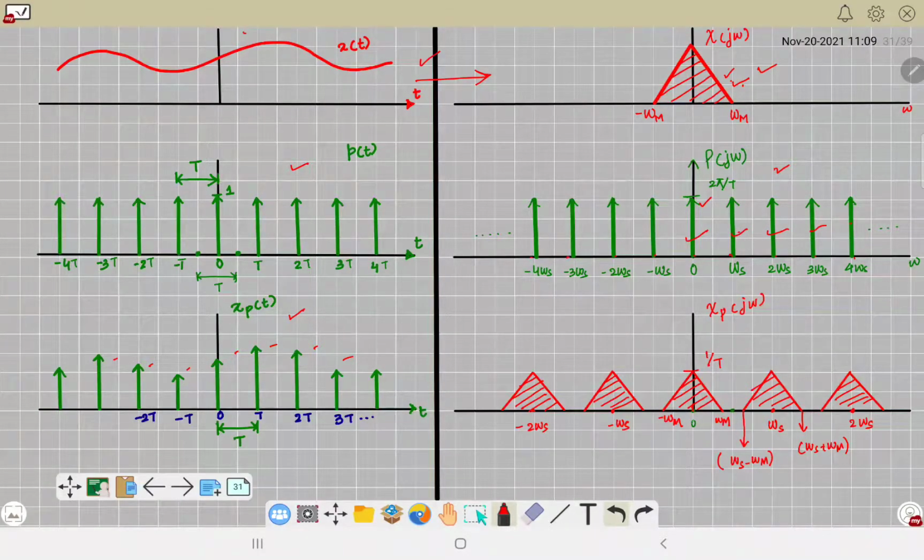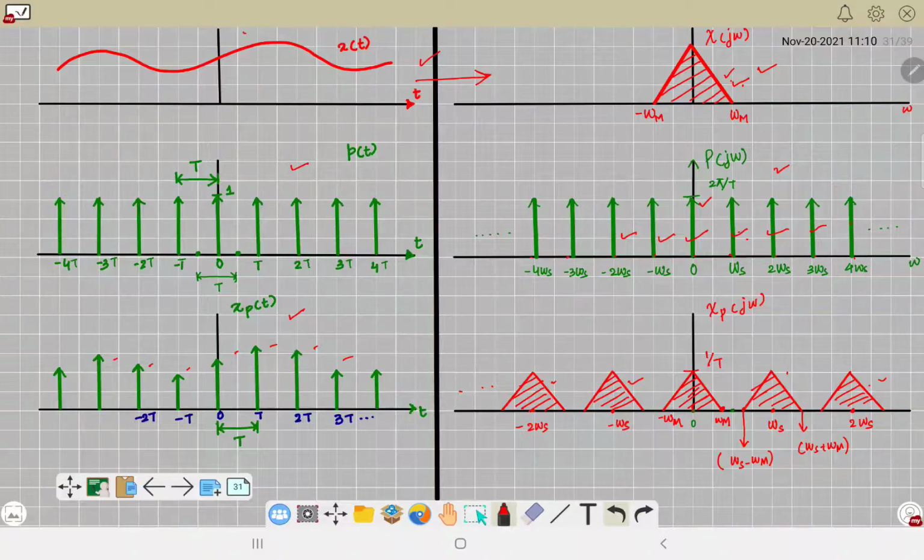Like here, it is built around 0. This one is built around minus ω_s. This one is built around minus 2ω_s, and so on. Similarly, on the positive axis, this waveform is around ω_s, this waveform around 2ω_s, and so on. Right? Now, the important thing here is these points. Deliberately, I have drawn this waveform such that I have kept a space between these subsequent waveforms. This is an ideal case. This is what we want.